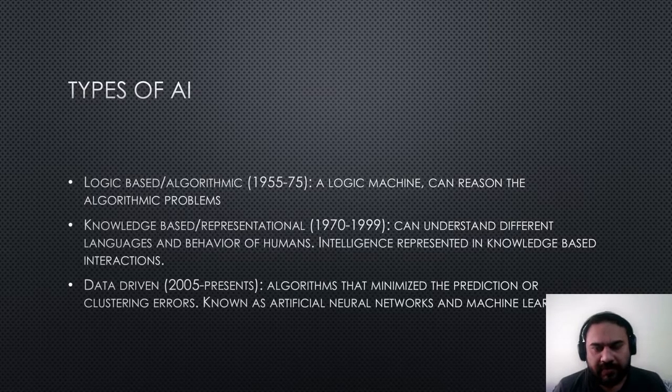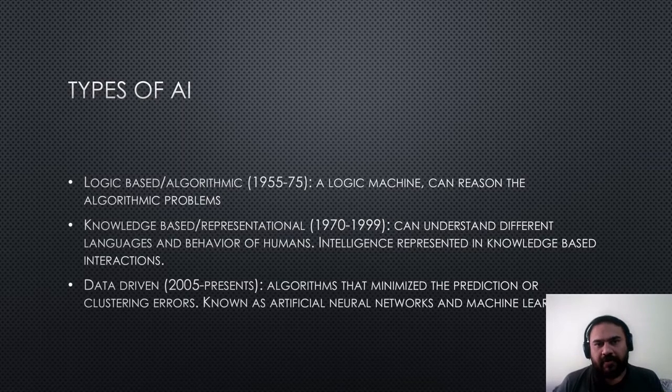There are different types of artificial intelligence. The first is logic based or algorithmic. This was the previous one, developed around 1955 to 75. It is a logic machine that can reason just algorithmic problems. The second type is knowledge based or representational artificial intelligence. This was developed between 1970 and 1999, and it can understand different languages and behaviors of humans. Intelligence is represented in knowledge based interactions. So you give some problem to the machine and the machine will use some algorithm to solve the problem.